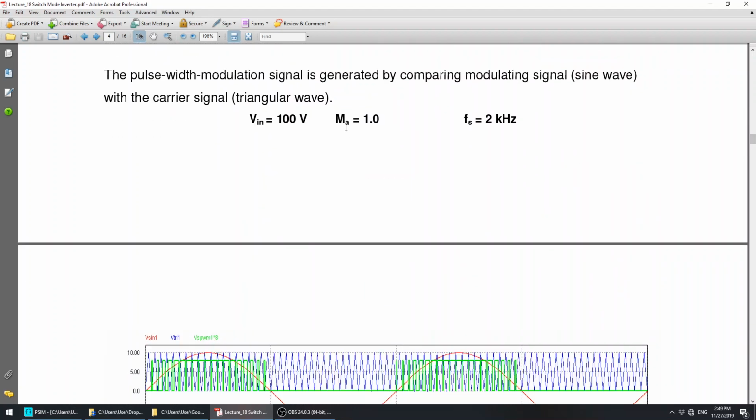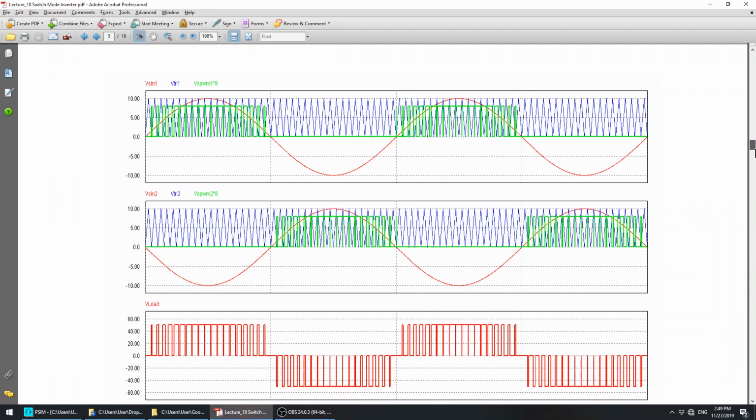We also have the modulation index parameter. The modulation index is defined by the ratio of the amplitude of the modulating signals divided by the amplitude of the carrier signals. That gives the value of the modulation index. So let's look at the waveform.